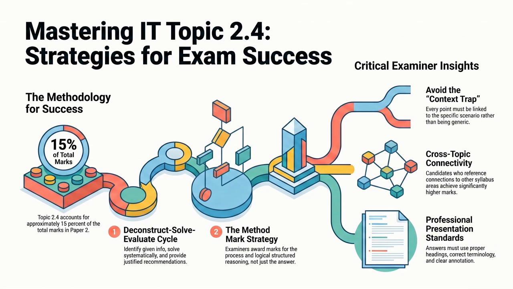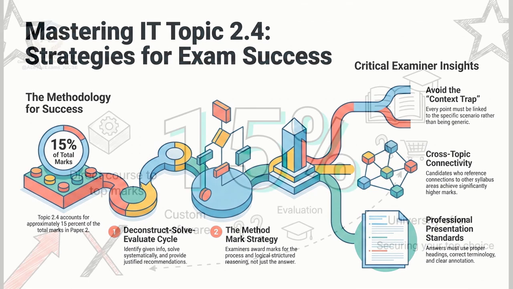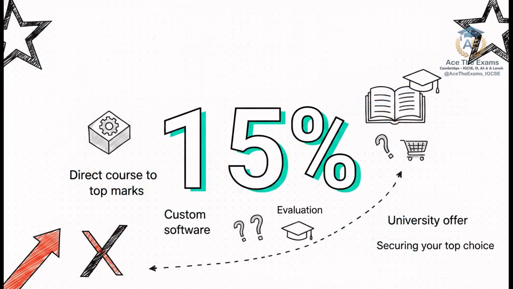Okay, let's dive right into this. 15. I want you to fixate on that number for a second. That is the exact percentage of total marks currently hanging in the balance in your Cambridge Information Technology Paper 2, specifically tied to Topic 2.4. We're talking about the critical evaluation of custom versus off-the-shelf software.